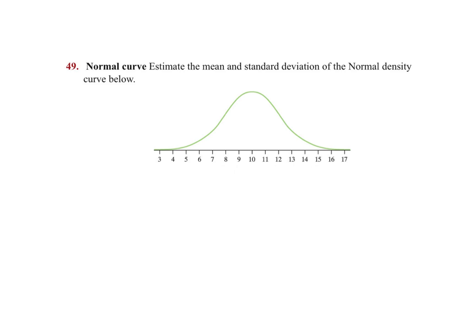Okay, next one. Here they give us a normal curve and they say estimate the mean and standard deviation of the normal density curve below. So the mean will be whatever this middle value is. Looks like maybe 10, but just whatever from the top. If you have a normal distribution, that's definitely the mode, but that'll also be the mean and the median. So it looks like the mean is about 10.